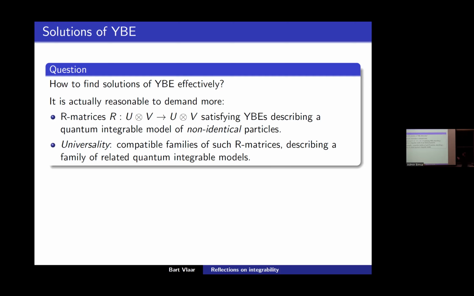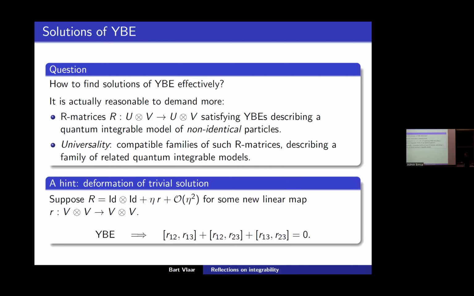So you have a family of R matrices, each describing a family of related quantum integrable models. Okay, so this is this universality. So is there some kind of algebraic structure which produces a whole family of R matrices? And so you can study several physical models. And so here's a hint at what kind of objects you might want to investigate.